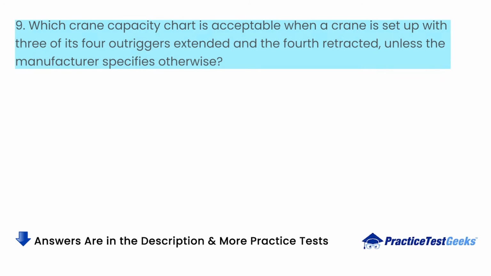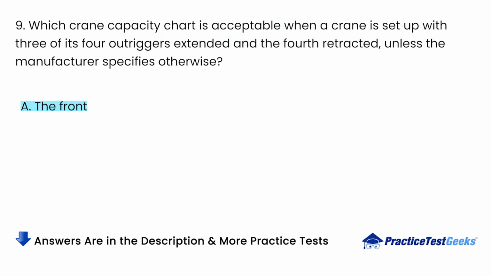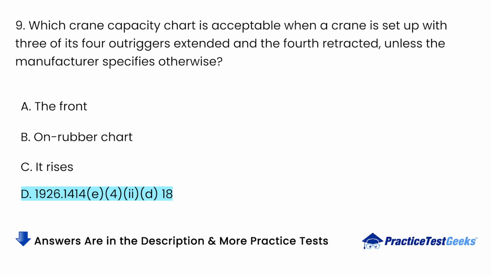Which crane capacity chart is acceptable when a crane is set up with 3 of its 4 outriggers extended and the 4th retracted, unless the manufacturer specifies otherwise? A. The front. B. On rubber chart. C. It rises. D. 1926, 1414, 18.